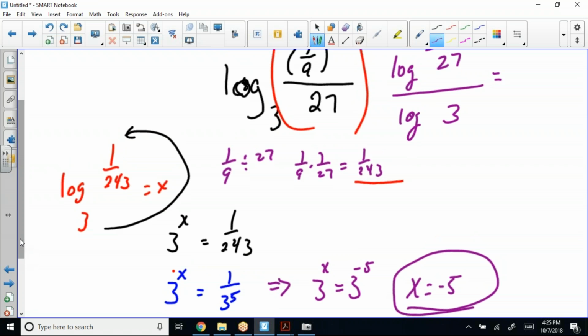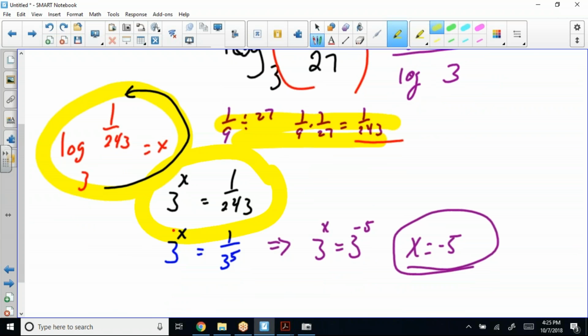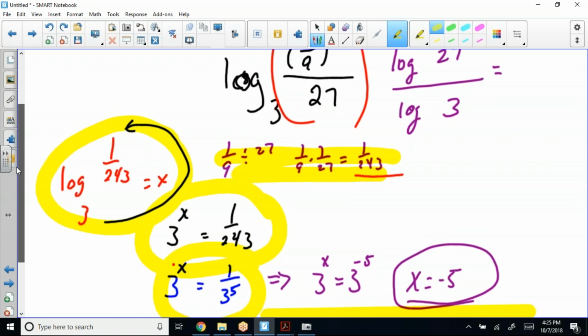If I took log of, let's do big parentheses, 1 divided by 9 divided by 27, close parentheses, divided by log of 3, guys, I still get -5. Change of base still works the same. So all this stuff right in here that I've done is just manipulating it with the powers.